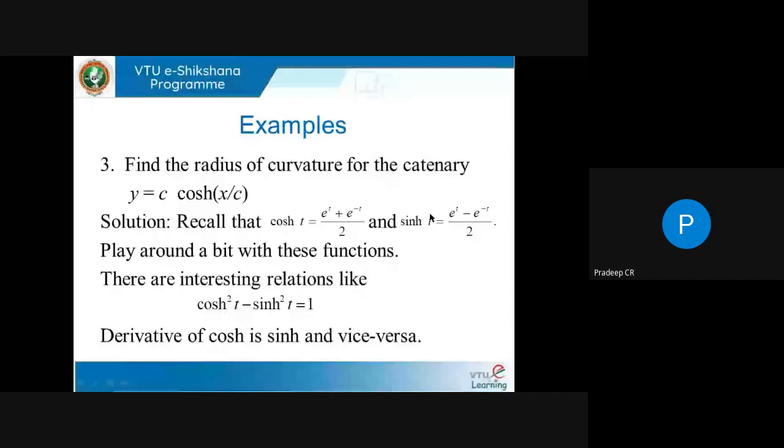So the derivative of hyperbolic cos is hyperbolic sine, and the derivative of hyperbolic sine is e power t plus e power minus t by 2, which is cos hyperbolic. With sine and cos there is a negative sign when you go from cos to sine, but from cos hyperbolic to sine hyperbolic there's no negative sign. One is the derivative of the other. So remember this; these are standard functions you should play around with. For this part of the module, you need to know these two things: the relation between cos hyperbolic and sine hyperbolic, and the derivatives of cos hyperbolic and sine hyperbolic.